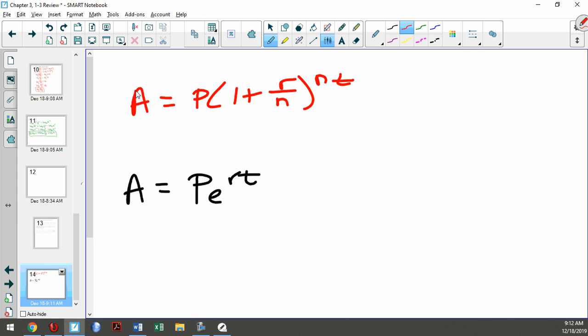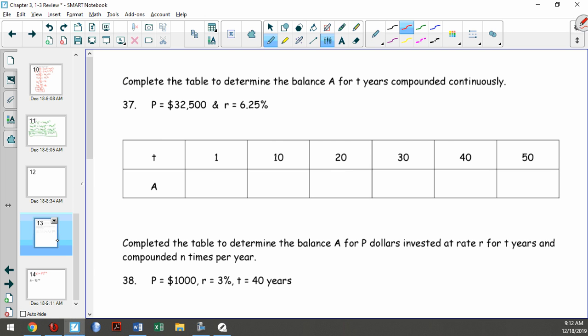Now, with that being said, let's go back up to this problem. It says complete the table to determine the balance A for 2 years compounded continuously. If it's compounded continuously, which formula am I utilizing? I'm going to be utilizing PERT. So A is equal to PERT. And I'm going to simply put in my numbers. What is P representing in this problem?